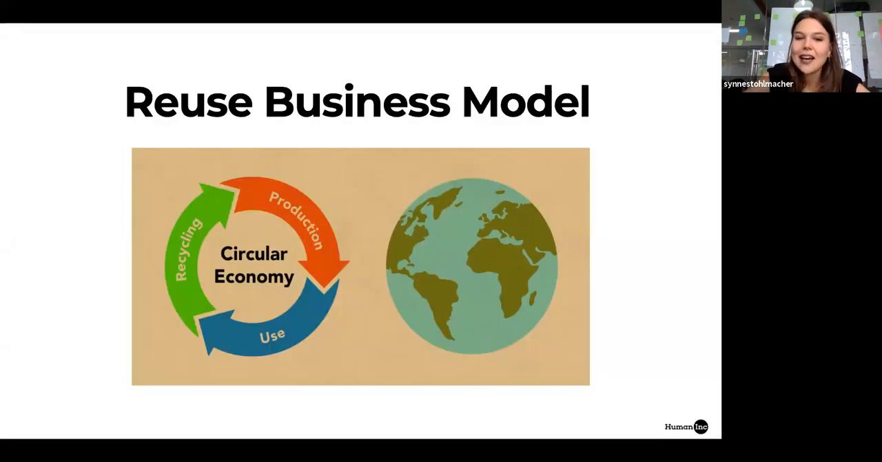Okay, next business model up. We have been through 2. The first one was the 1-for-1. The second one was the employment model. Now we're going to look at the reuse business model.